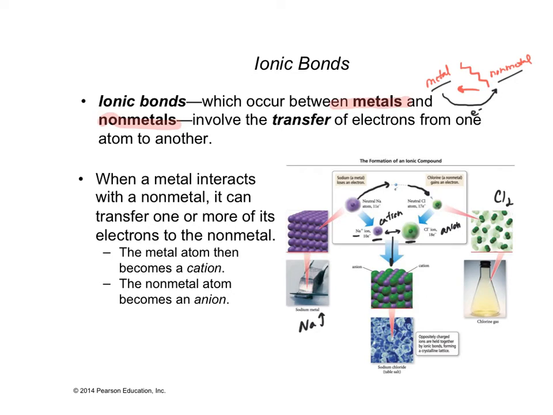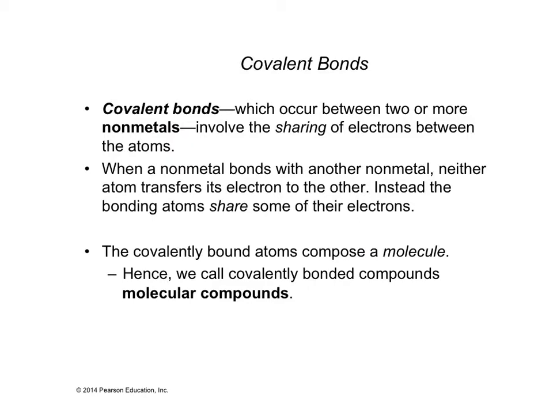Okay, so that's ionic. We have a metal with a nonmetal, and it's what results after the transfer of electrons from the metal to the nonmetal. The other type of bond that we deal with is a covalent bond, okay? And so a covalent bond occurs between two or more nonmetals, okay? So if you have two or more nonmetals, again, going back to that stair step, everyone over here is a nonmetal, then you have a covalent bond.